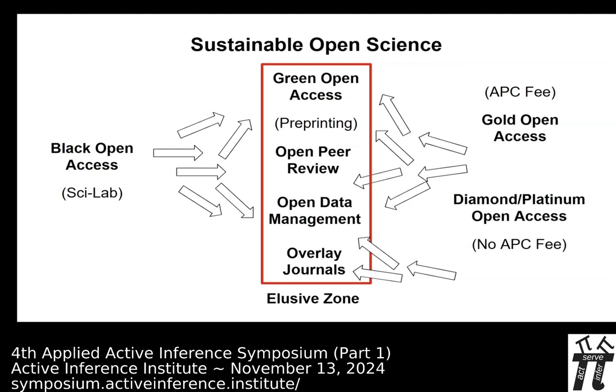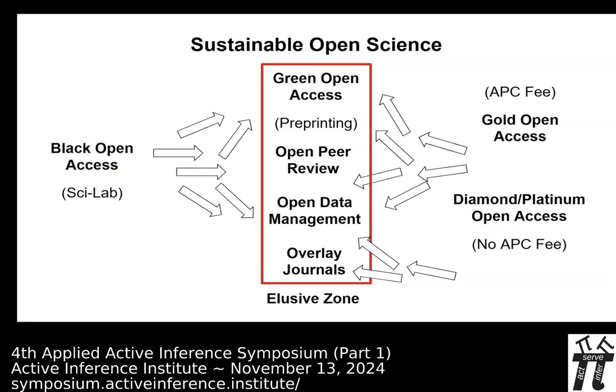Gold open access, then, of course, is beneficial to the publishers, but not to the authors. Diamond platinum open access is more beneficial to the authors. There's no APC fee, but someone has to absorb that fee. So that's not optimal either. So this elusive zone is a way to build on the low cost, but still sufficient resources we need to provide access to our work.